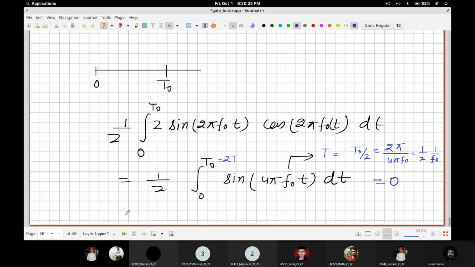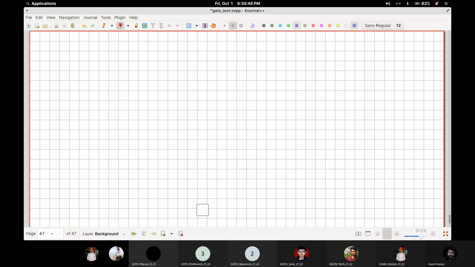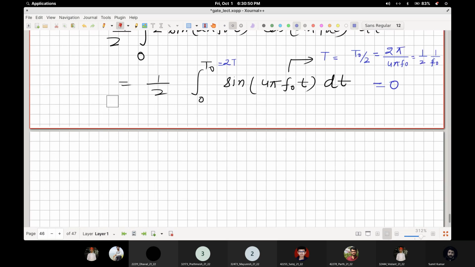But let's say that you want to do integration, then what is this going to be? 0 to t naught, and we are doing this. So what will this become? What is the integration of sine? Let me do it on a new page. What is the integration of sine? Anyone? Minus cos. So it will be minus of cos 4 pi f naught t divided by 4 pi f naught, putting the limits 0 to t naught. Just a minute.